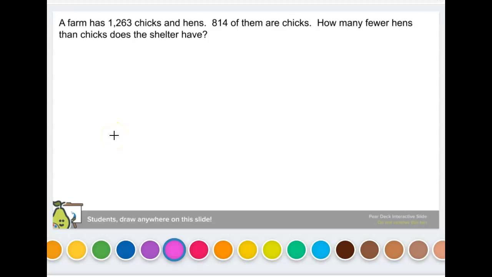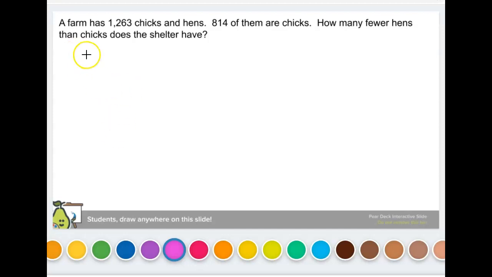Okay, let's look at this problem and see what bar models we need to draw to help us understand what we have to do. A farm has 1,263 chicks and hens. 814 of them are chicks. How many fewer hens than chicks does the shelter have?